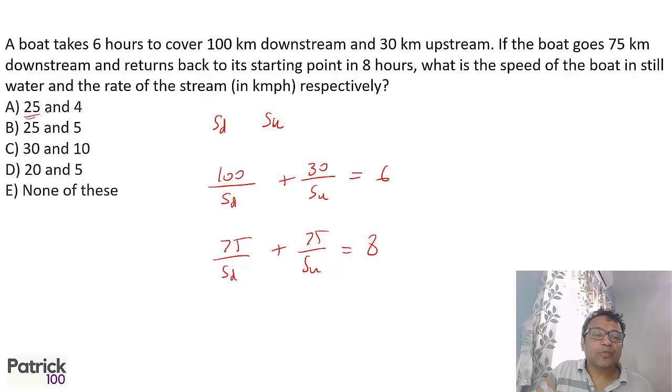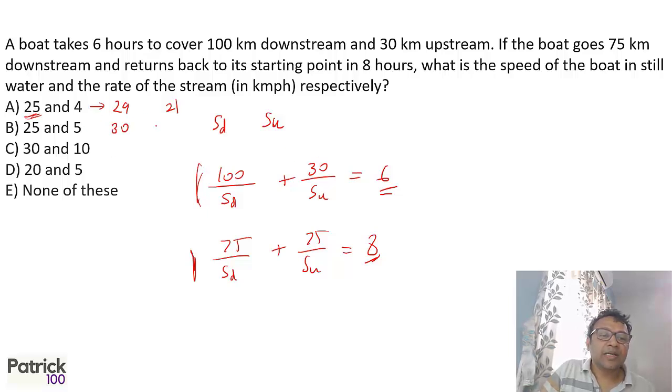One way is to check the upstream and downstream speed options. Here downstream is 29, that is speed of boat plus speed of water, and upstream is 21. Since the answers are in integers, this should be directly divisible. But 29, 21 is not divisible into 100 and 30, so unlikely. 30 and 20: 30 is not divisible into 100. 40 and 20 could be possible; 40 is divisible into 100, but 40 is not divisible into 75, which would give you a fraction, so unlikely.